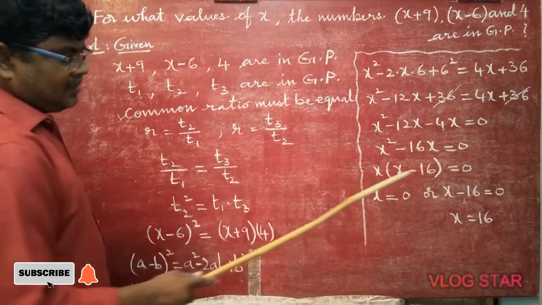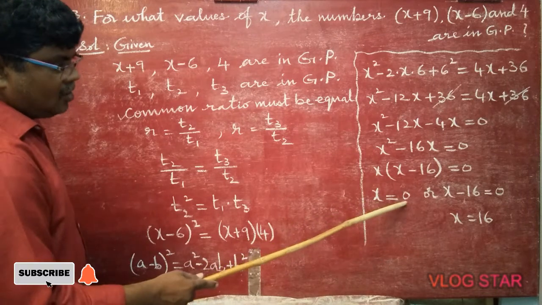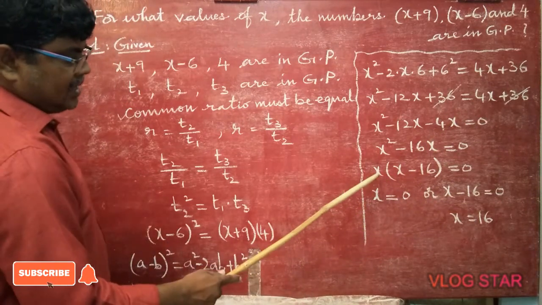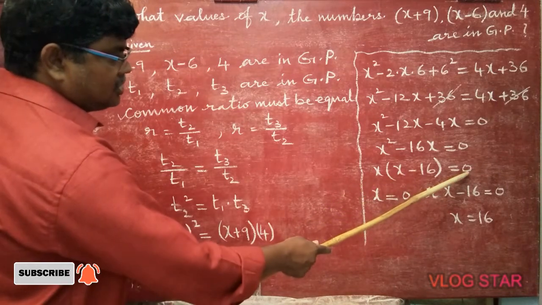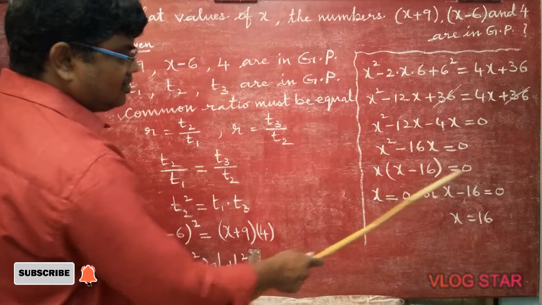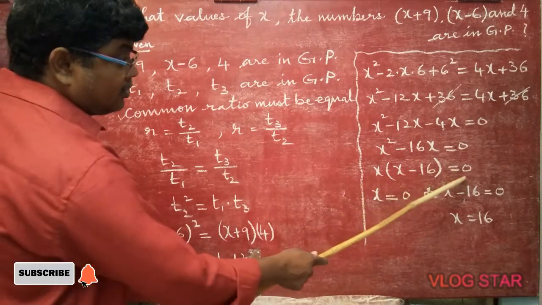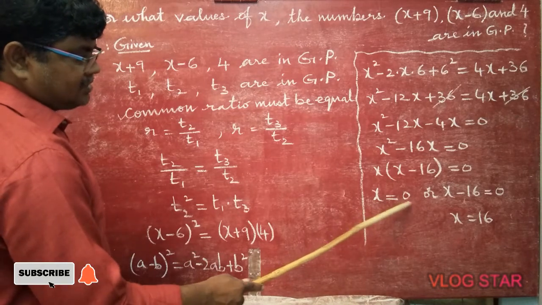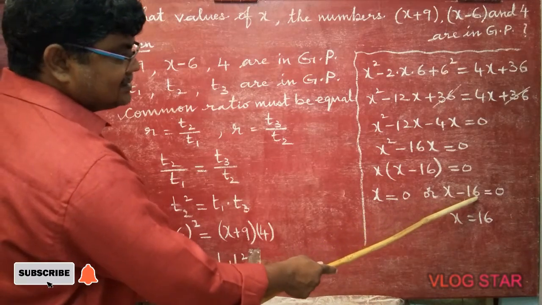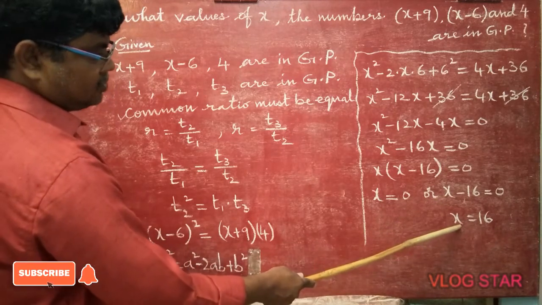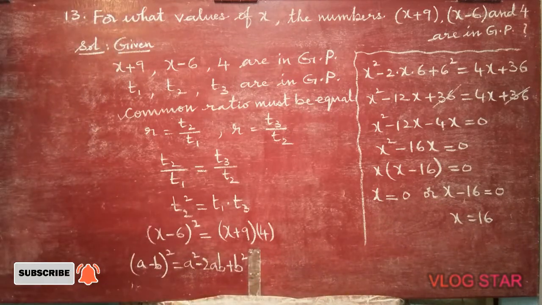When will we get 0? Either x should be 0 or x minus 16 is equal to 0. x into 0 is equal to 0, or 0 into x minus 16 is equal to 0. So here x is equal to 0, or x minus 16 is equal to 0. Minus 16 goes to that side, plus 16. So x is equal to plus 16.